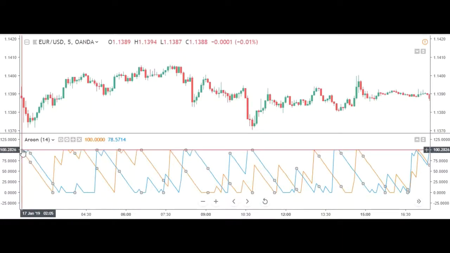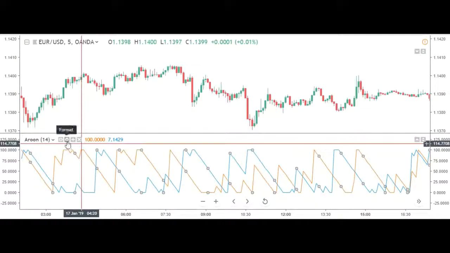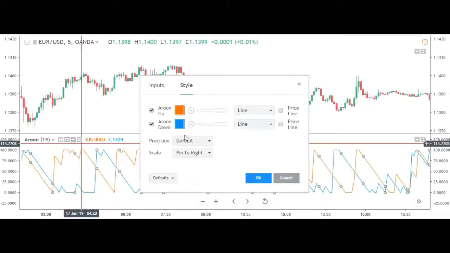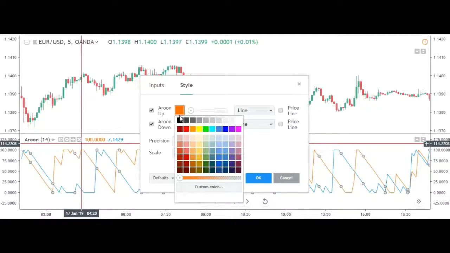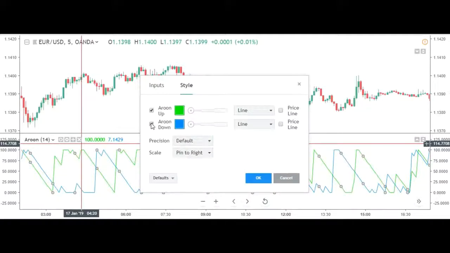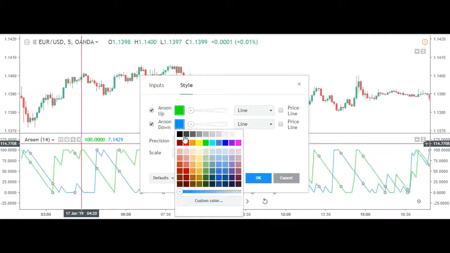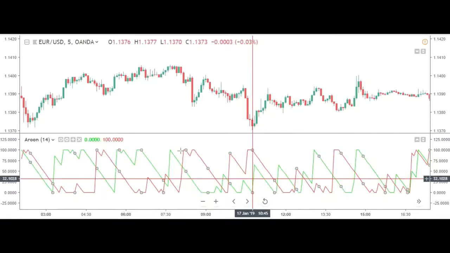Like the most important part is the 100 line. In my opinion, that's one of the most important parts. But I'm going to change some of these settings so you can understand it a little bit better. Now, when the Aroon up line is going up, that means that there is an uptrend going on, and when the Aroon down indicator is going up, that means there is a downtrend going on.